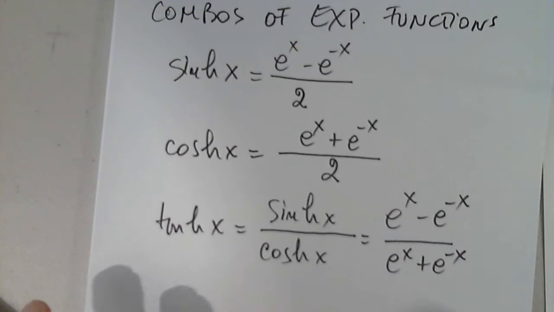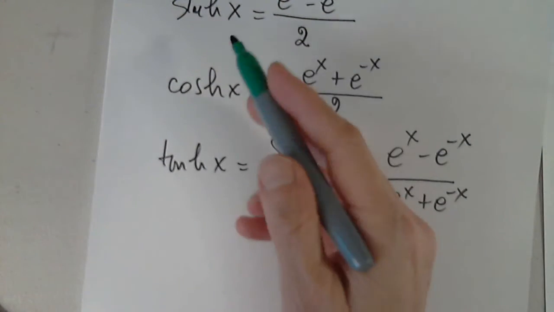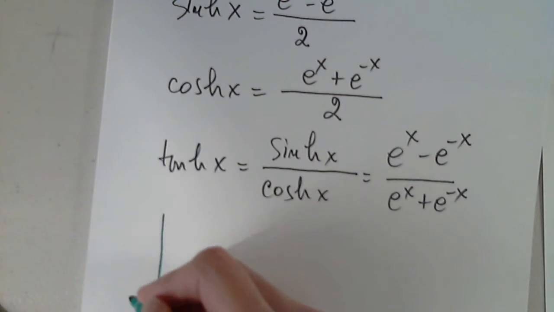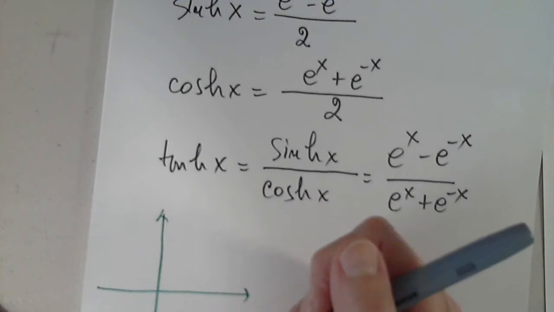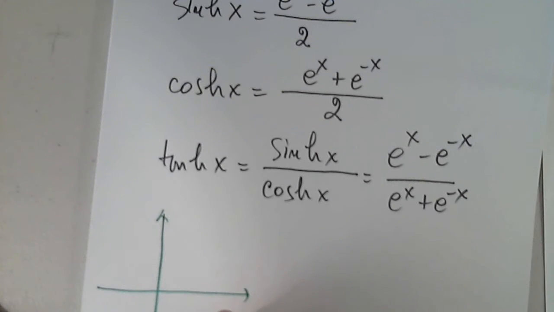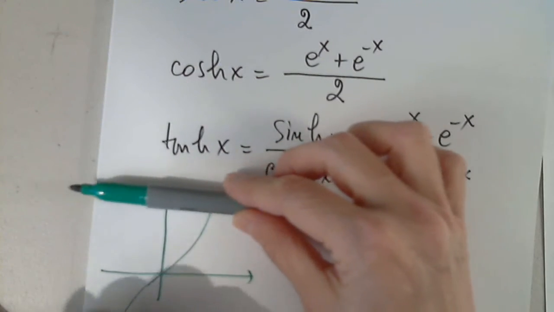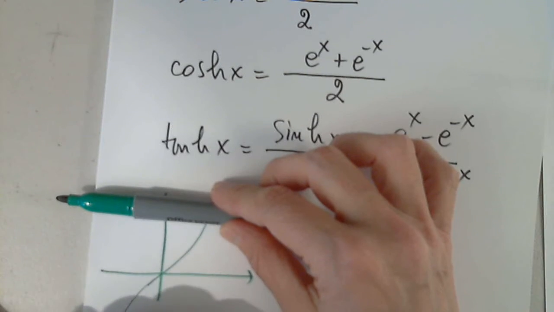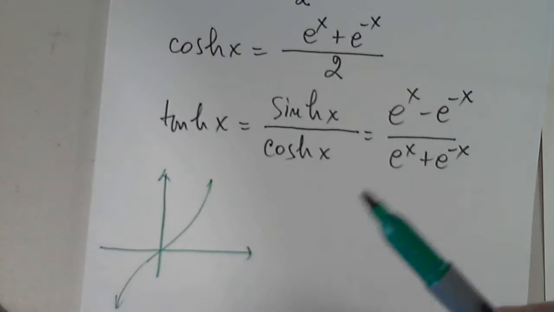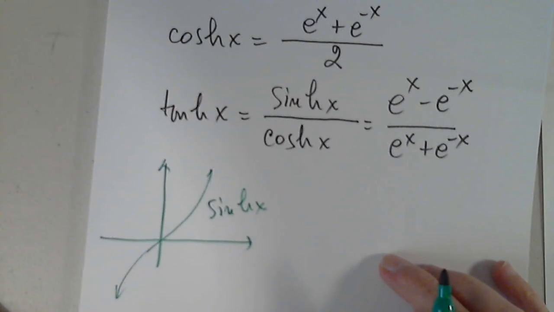So graph-wise, let's just graph these three just to have an idea. Hyperbolic sine function is not bounded, like sine and cosine, right? Sine is bounded, above by 1, below by -1, we know that, but this one is not. So this is hyperbolic sine.